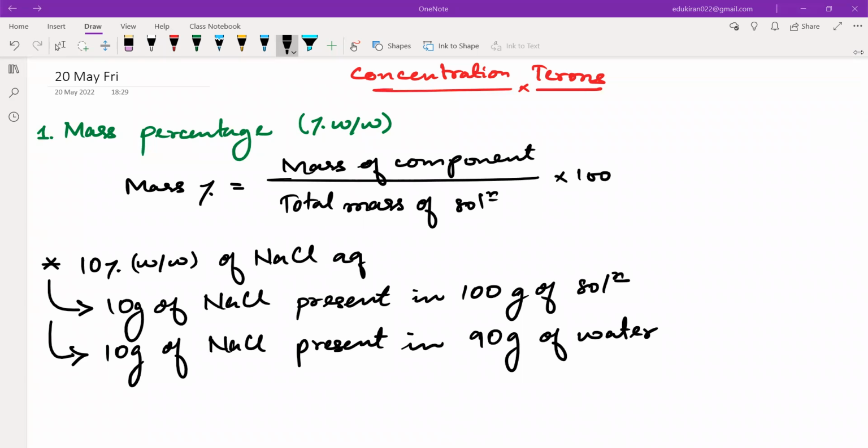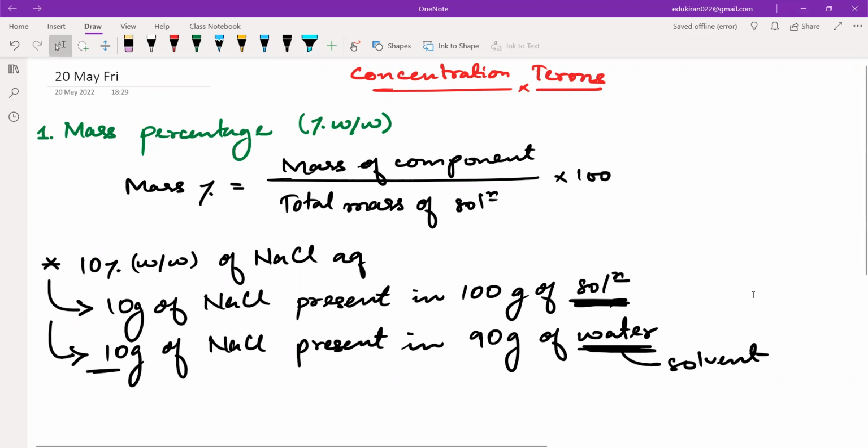So the first statement is giving you an idea about the solution, the mass of solution. And the second statement is giving you an idea about the solvent and the solute individually. Both of these give information about solute. Indirectly, the first one also gives an idea about the solvent, and the second one indirectly about the solution. But directly, the first is talking about the solution, and here we are seeing the solvent. This is mass percentage.